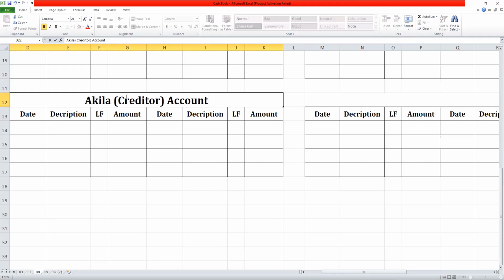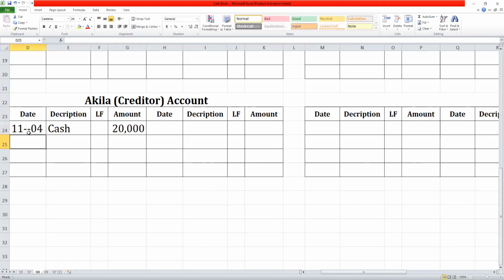Right. Now we have paid Akila. So debit the personal account of Akila. Why do we debit it? Because it's a decrease of a liability. I told you, decrease of a liability is always debited. Double entry. So the date is 11th of April. Cash amount is 20,000 rupees. Personal account of Akila is debited. Okay. Good.